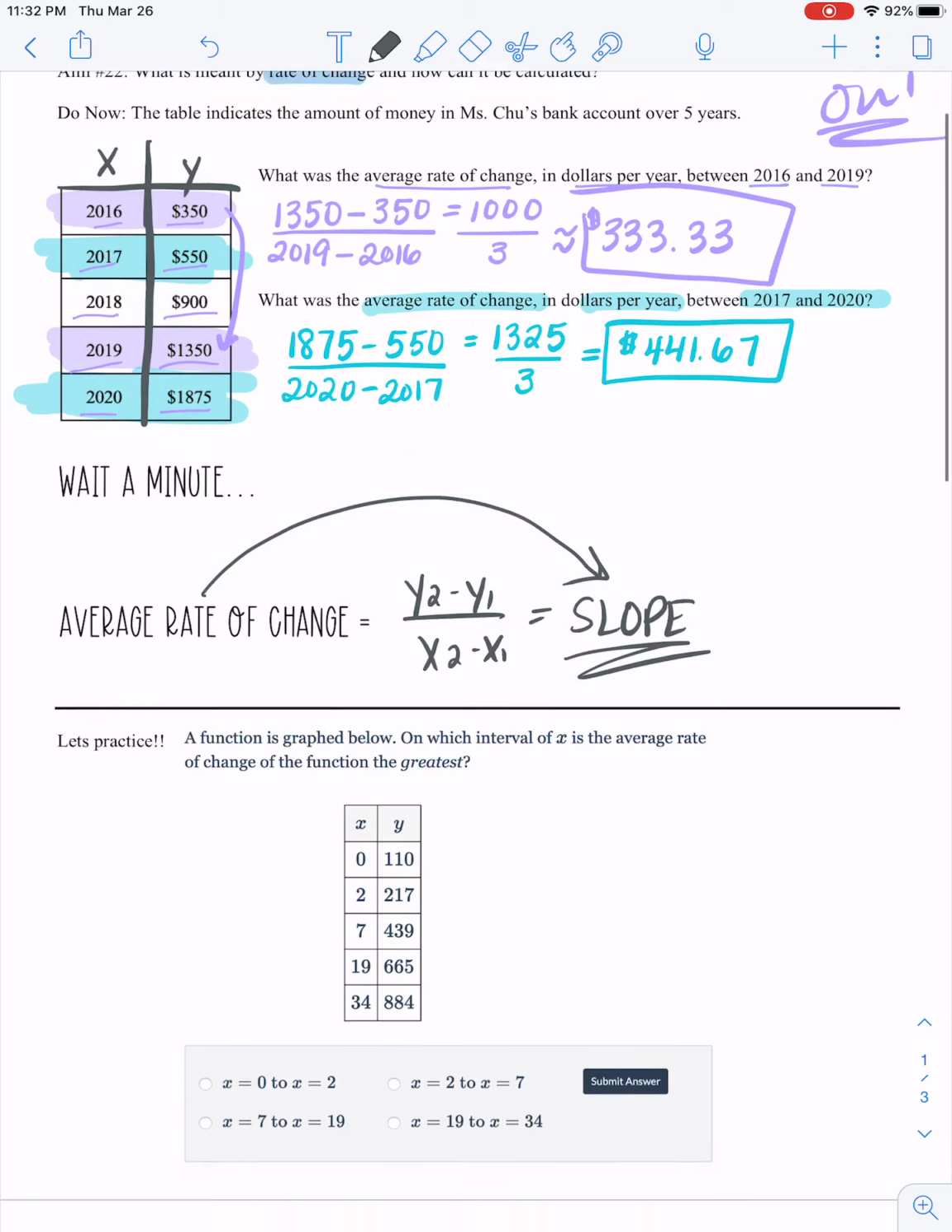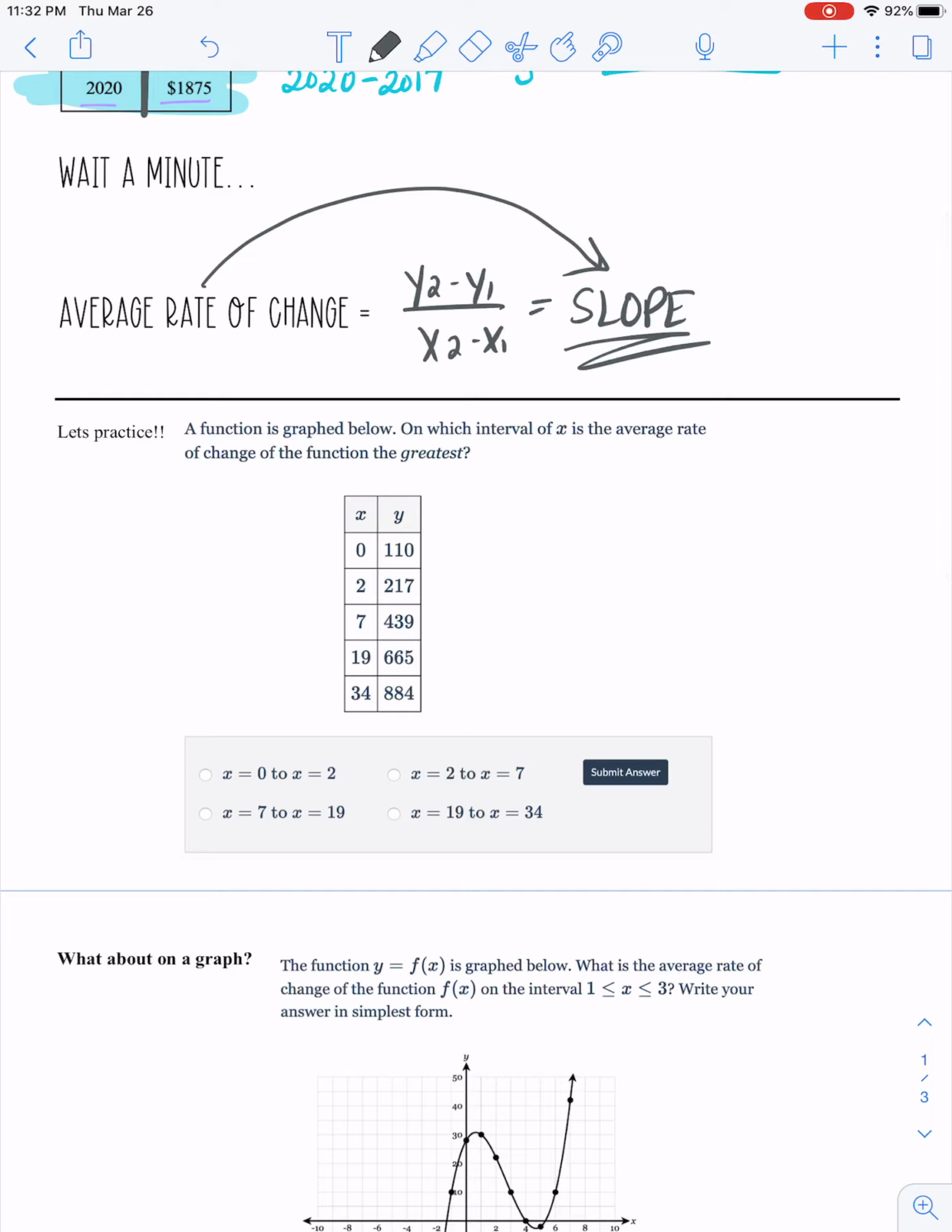Let's see if we can apply this. All of these problems that I'm about to do now come straight from your Delta Math. So, if you want to take pictures when we're done, so that you can refer to something as you're doing your Delta Math, that would be really helpful. So let's practice. A function is graphed below. On which interval of x is the average rate of change of the function the greatest?